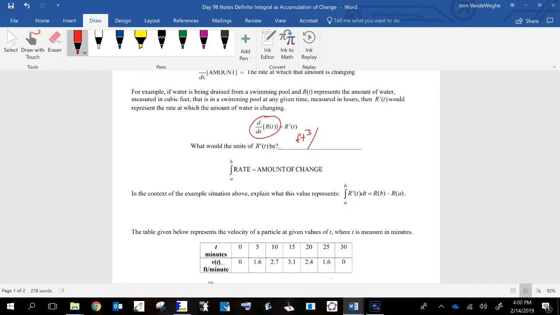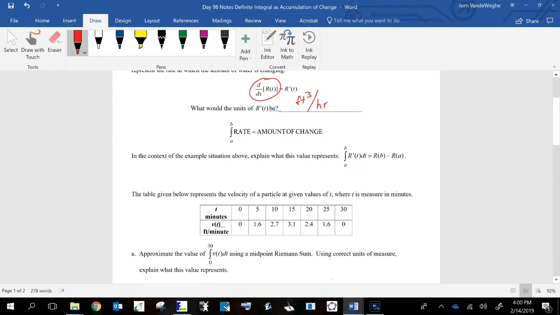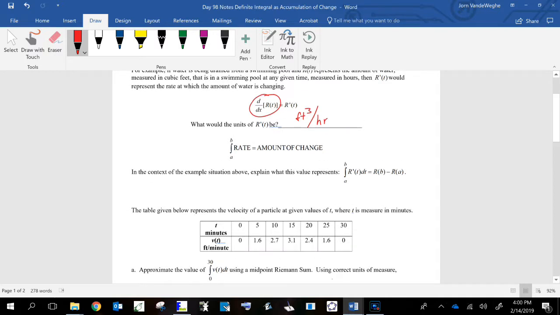And the change in x is time, so cubic feet per hour. And remember that an integral is an antiderivative. It's just taking a derivative going backwards. So if you start out with an amount, the derivative of an amount leads to a rate. So if you start with a rate and you take an integral of something that is a rate, you will get an amount.